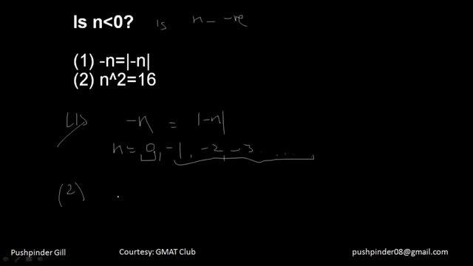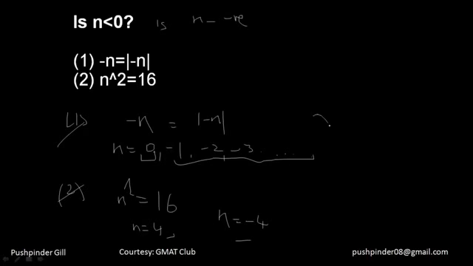Statement number 2 says that n square is equal to 16. Now what different values can I have? n can be either 4 or n can be negative 4. Is n less than 0? Over here it is not, over here it is. That means again statement 2 is not sufficient.